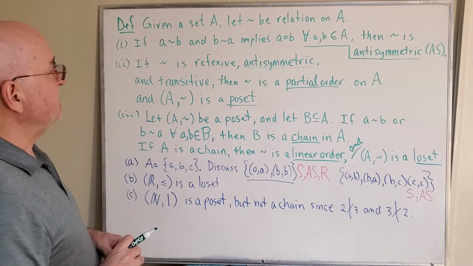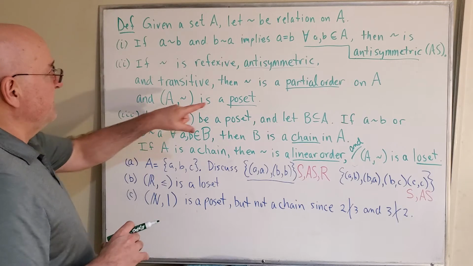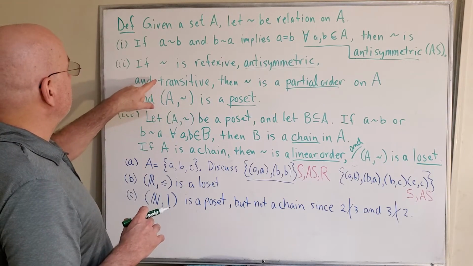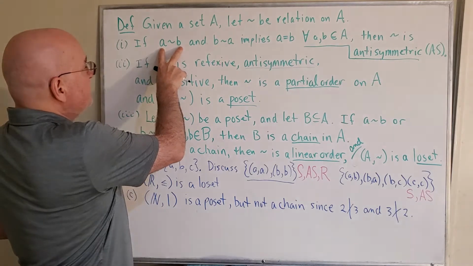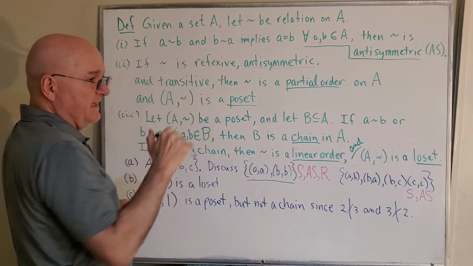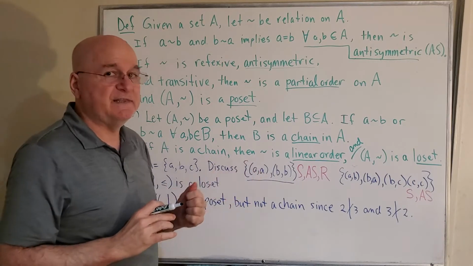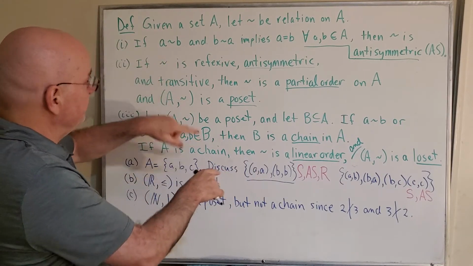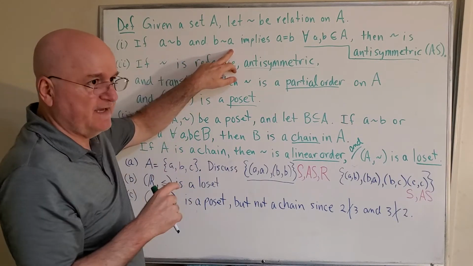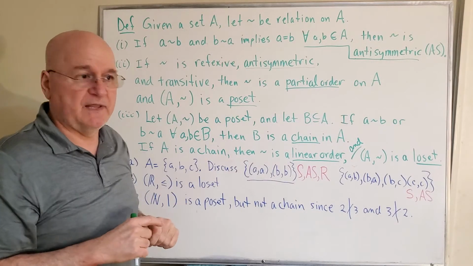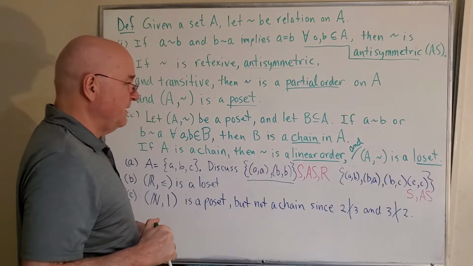How about anti-symmetric? Anti-symmetric says, we need the definition up here, if A relates to B and B relates to A, then A equals B. And hopefully that's clear. A only relates to A. Therefore, if you reverse them, A relates to A, and that implies A does equal A. So yes, this is anti-symmetric.